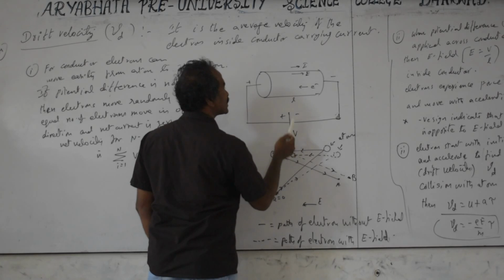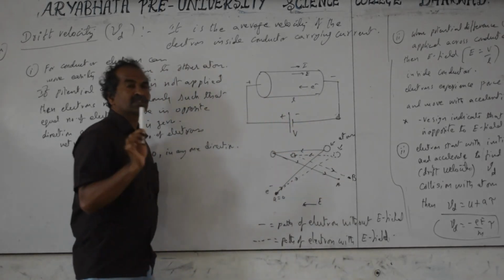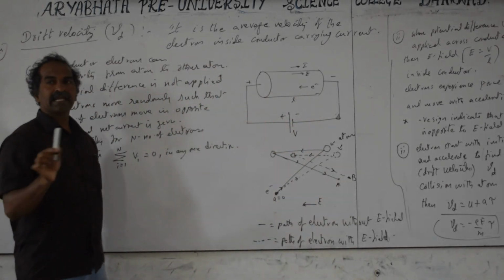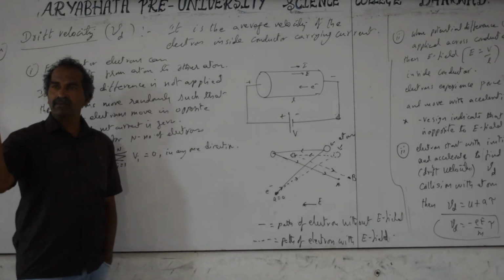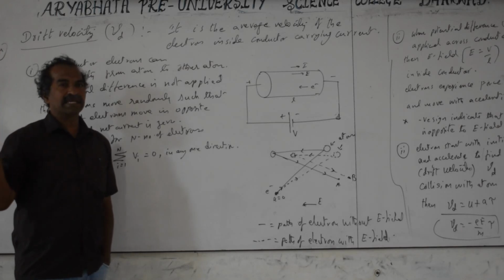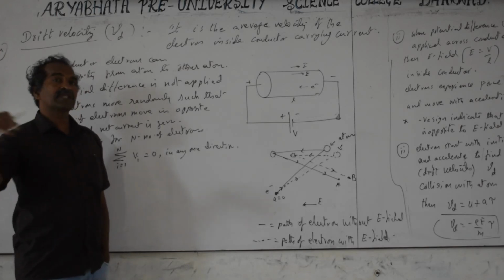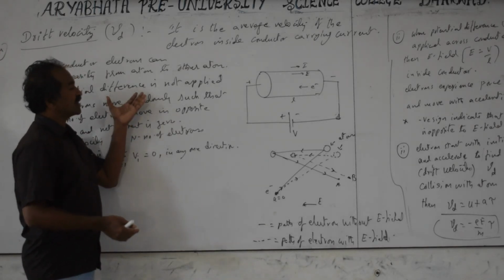What if the potential difference is not applied? In any conductor, electrons are loosely bound to the atomic nucleus and can move easily from one atom to another randomly, just like air molecules in a room. Air molecules move randomly, they won't stay in one place, and they also collide with other air molecules. In the same way, the electrons are also moving randomly.